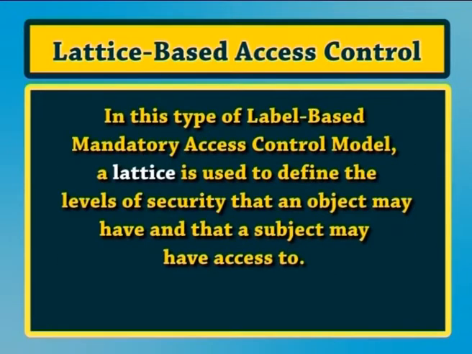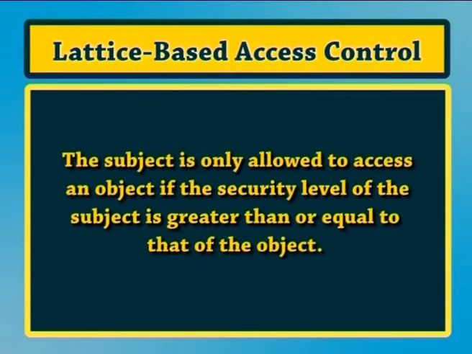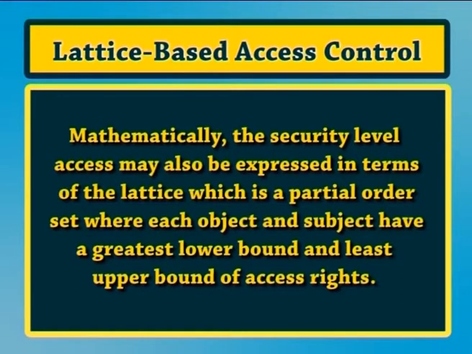In this type of label based mandatory access control model, a lattice is usually used to define the levels of security that an object may have and that a subject may have access to. The subject is only allowed to access an object if the security level of the subject is greater than or equal to that of the object. Mathematically, the security level access may also be expressed in terms of the lattice, which is a partial order set where each object and subject have a greatest lower bound and least upper bound of access rights.